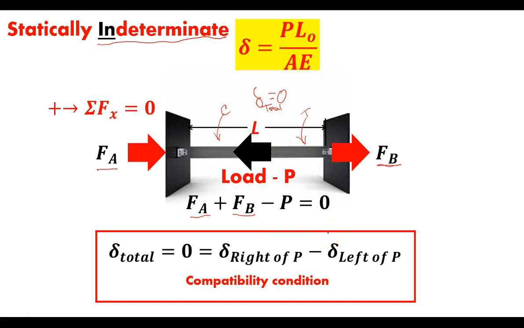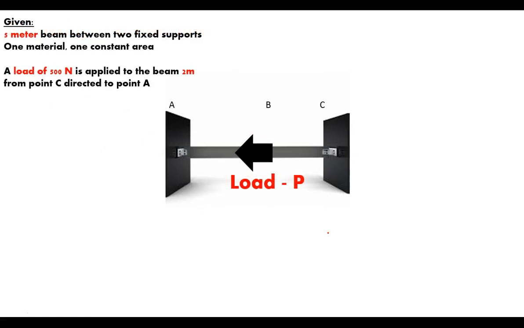So how does the compatibility equation ultimately get used? Well, let's look at this in an example. We'll take that same beam and put some numbers to it. We've called the left end A, the point where the load is applied B, and the other fixed end C. The beam is 5 meters long, between 2 fixed supports. It consists of 1 material and 1 constant cross-sectional area throughout the beam. We assign the load a value, so P is equal to 500 newtons. The load is applied 2 meters from point C, and since the beam is 5 meters, AB is 3 meters. So these are our dimensions.